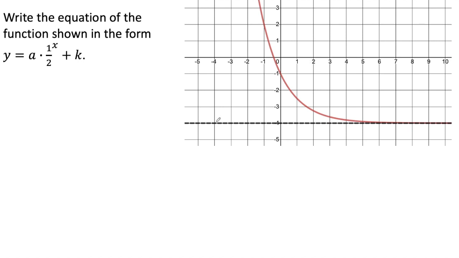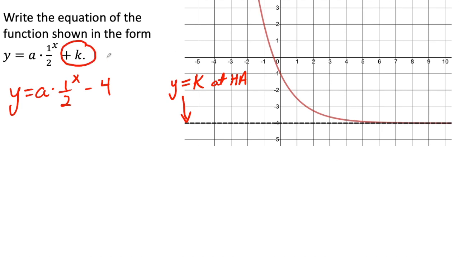Final example is an exponential function, and I'm telling you that the base is 1/2 to the x. And so the k value comes from the horizontal asymptote. And so right away I know y equals a times 1/2 to the x, minus 4. All right, so again, this is your horizontal asymptote.